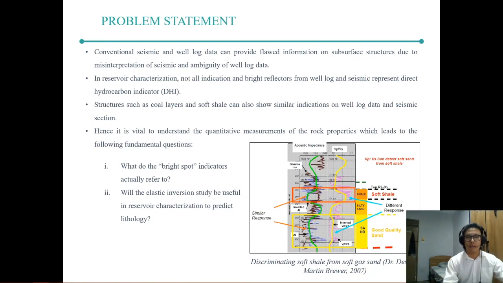the following fundamental questions. What do the bright spot indicators actually refer to? And will the elastic inversion study be useful in reservoir characterization to predict the lithology?